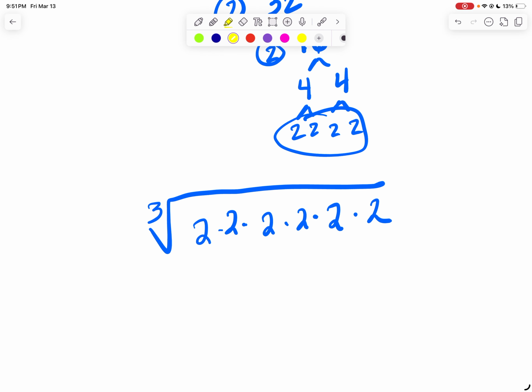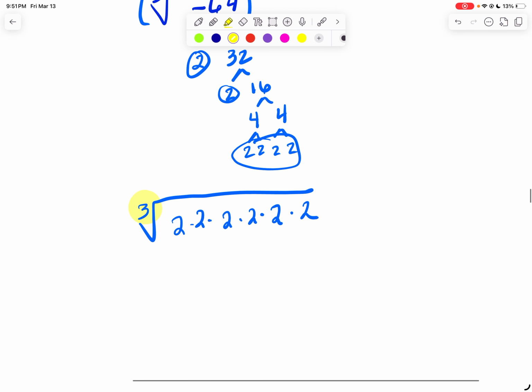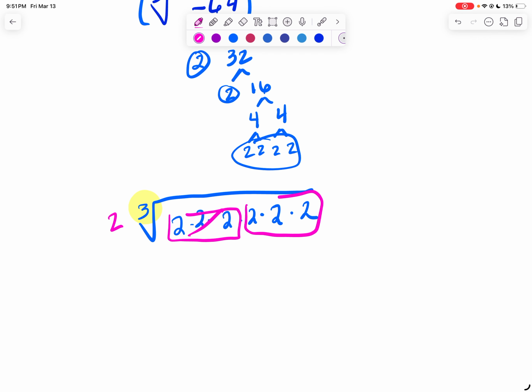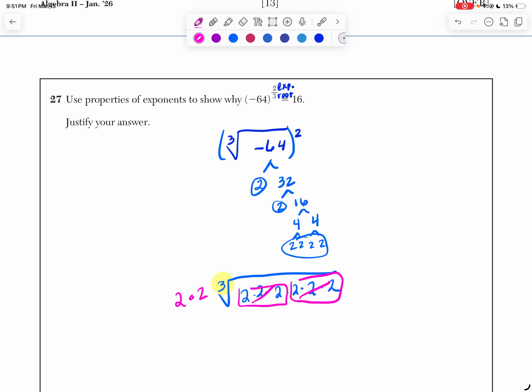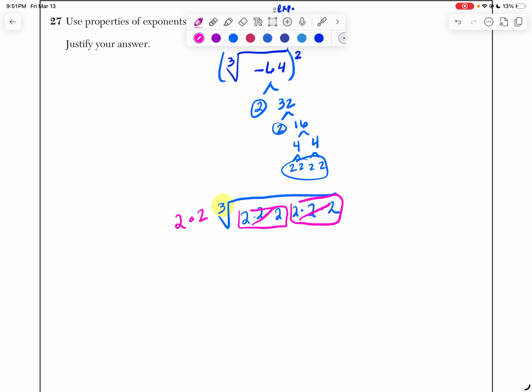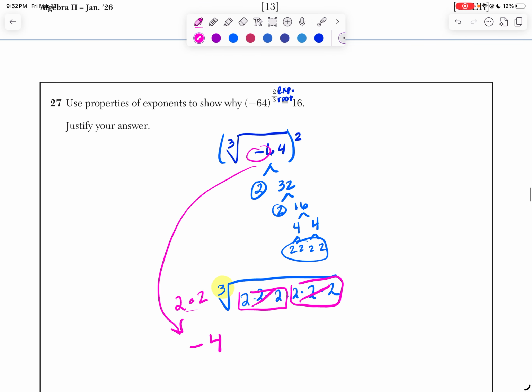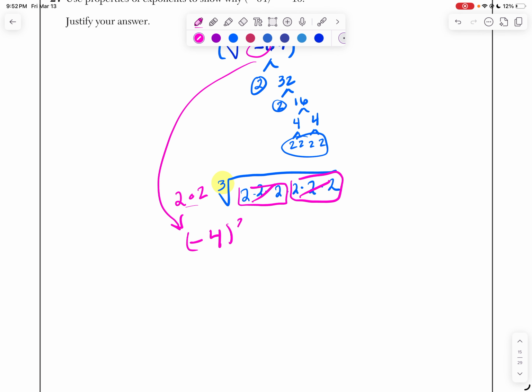Now, we want to take out groups of 3. So when we take out groups of 3, those 3 twos become 1 two on the outside. Now here's the issue. It was the cube root of a negative 64. That means it's going to be a negative 4 when I simplify it. Because 2 times 2 is 4, but we want to take the cube root of a negative, so it's going to stay negative. Now the thing is though, when we simplified, we got negative 4. We want a 16. So now what we have to do is square our negative 4. So negative 4 times negative 4 is 16.